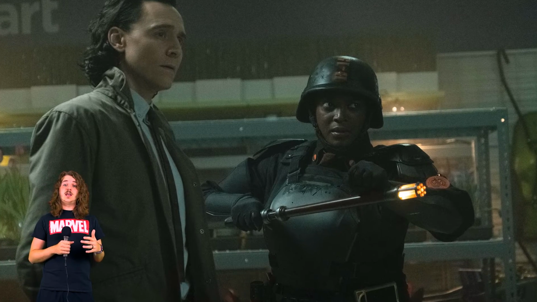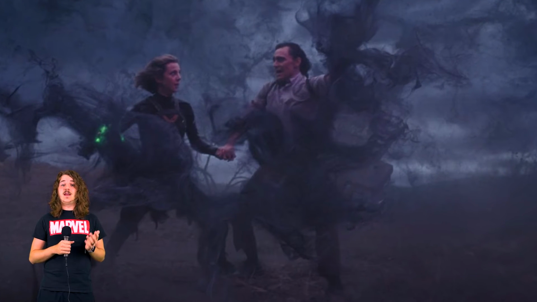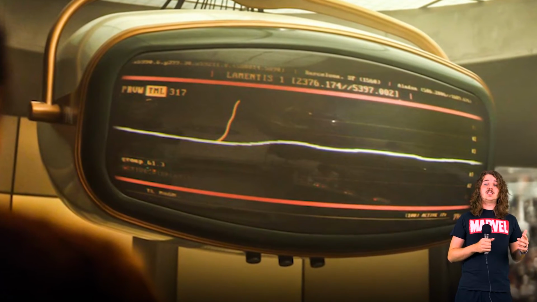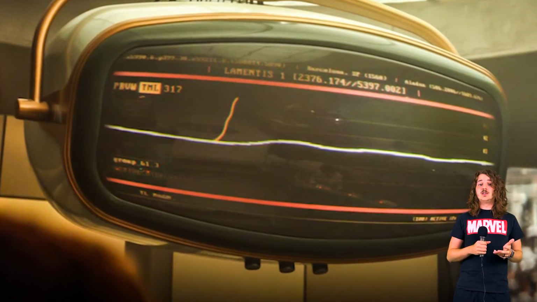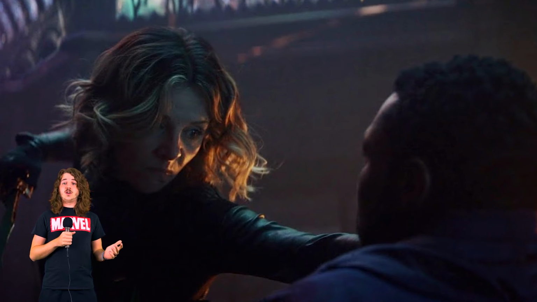She eventually met Loki L1130 and formed an uneasy alliance with him to find the truth behind the TVA and the sacred timeline. She also developed a romantic bond with him, which created a unique Nexus event that alerted the TVA to their location. Sylvie was the one who killed He Who Remains, the creator of the TVA, and the keeper of the sacred timeline, unleashing a multiversal war.